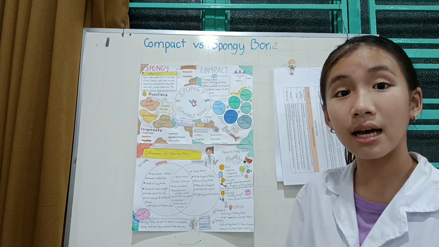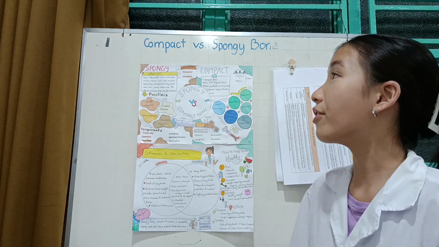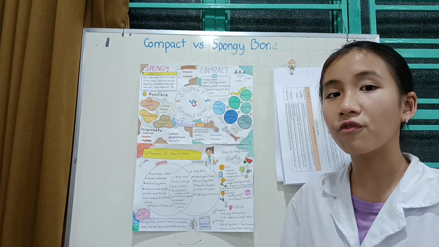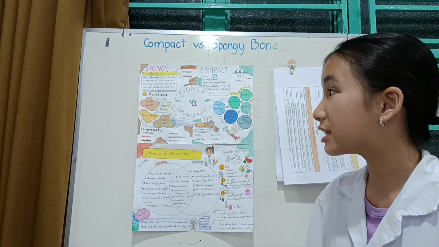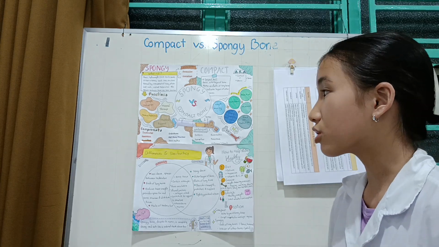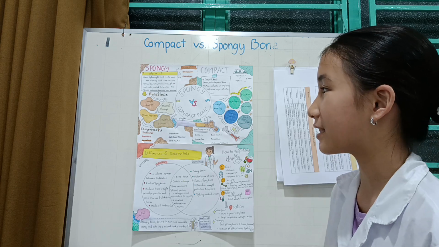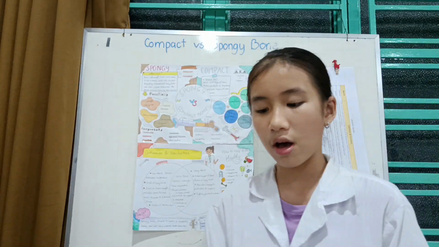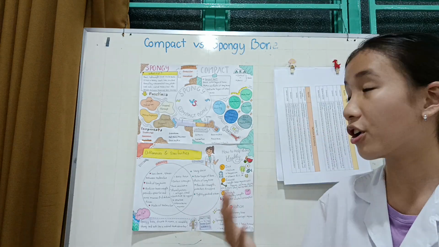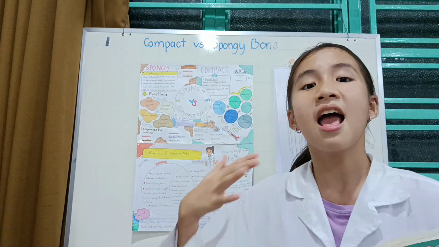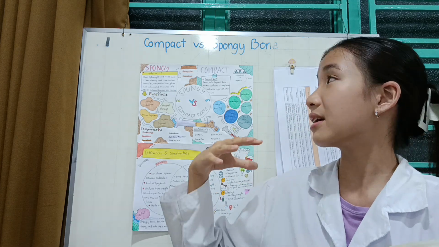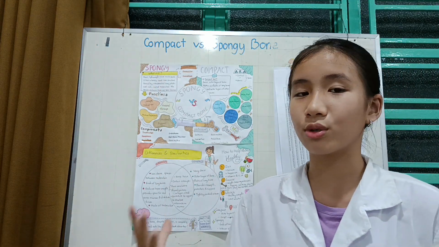Next, I'm going to discuss the functions of the spongy and the compact bone. So the functions of the spongy bone, firstly, is weight reduction, mineral storage, structural support, and hematopoiesis. So firstly, weight reduction. Okay, so you have heard me talk about the trabecula and things like that. So how does the spongy bone help with weight reduction?